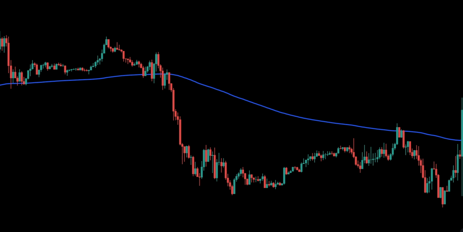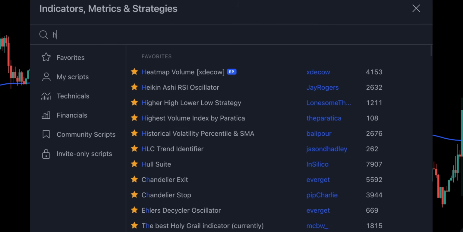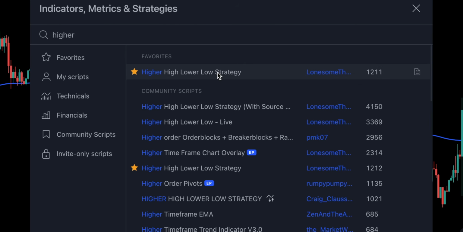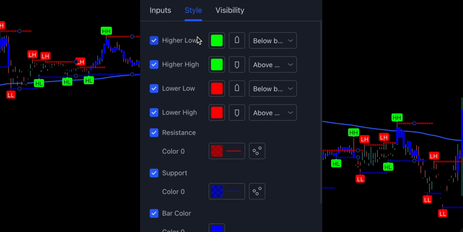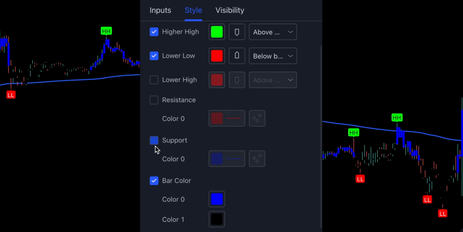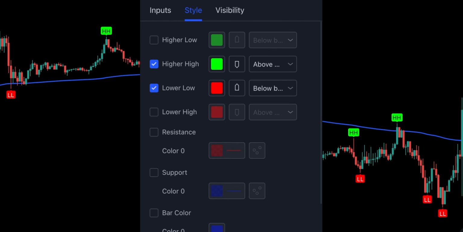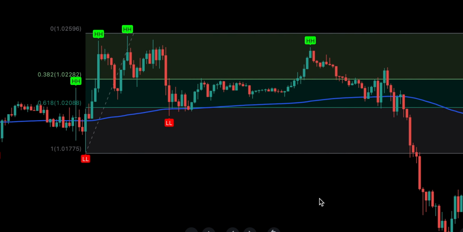If you're struggling to find the major swing low and swing high levels, you can use an indicator called higher high, lower low strategy. This indicator by Lonesome the Blue. Obviously, you need to make some adjustments first. So in the style section, remove everything except for this higher high and lower low. This indicator makes it so much easier to find the recent levels of swing high and the swing low.